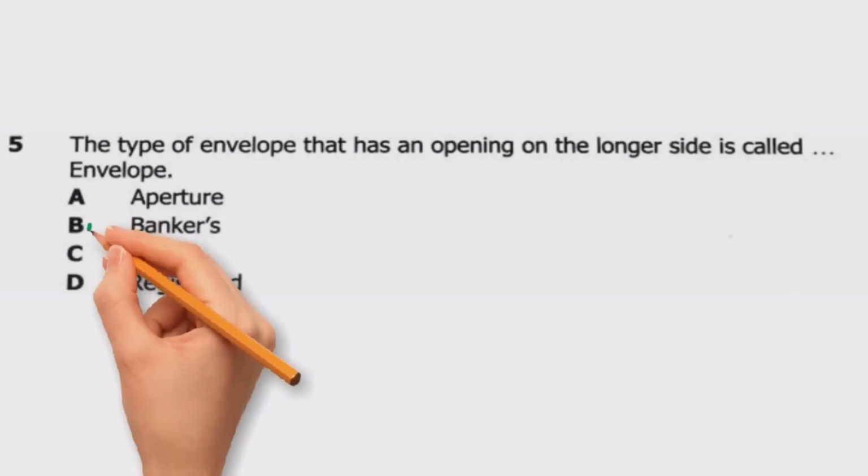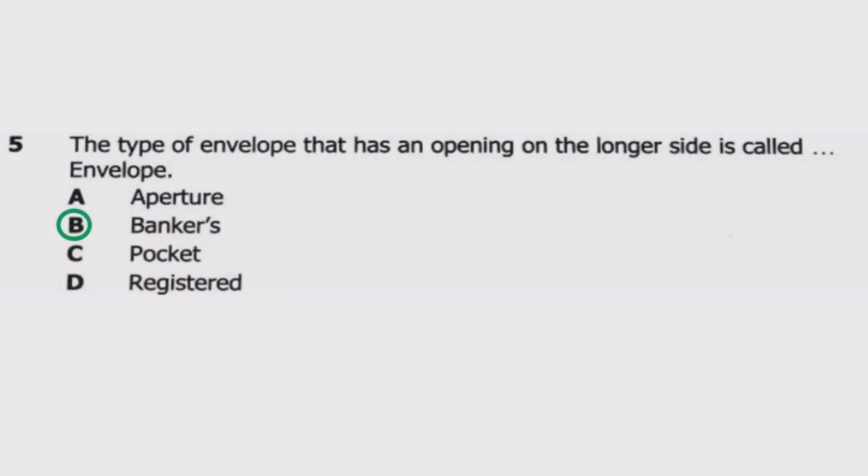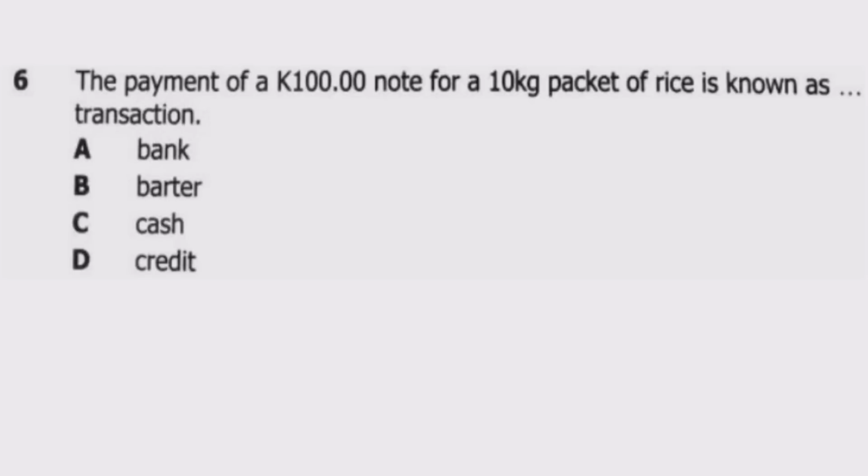The type of envelope that has got an opening on the longer side is called dash envelope. A, aperture envelope, B, banker's envelope, C, pocket envelope, D, registered envelope. The correct answer is B, banker's envelope. Banker's envelope.